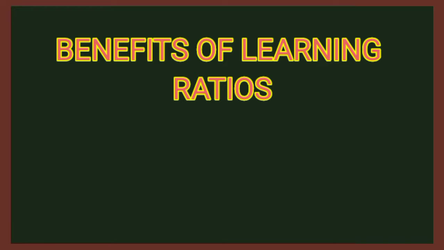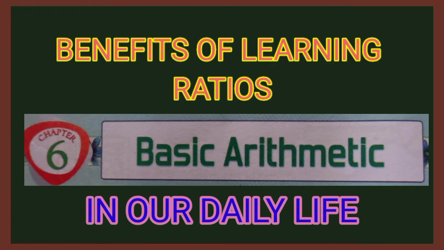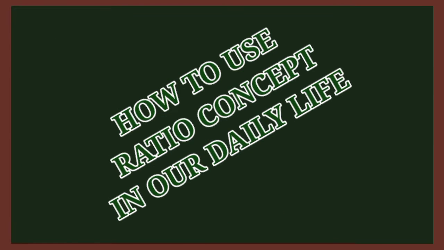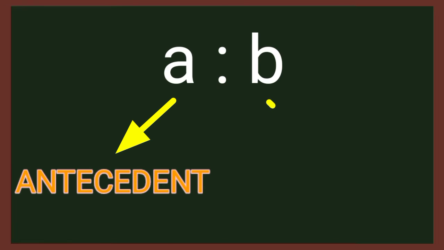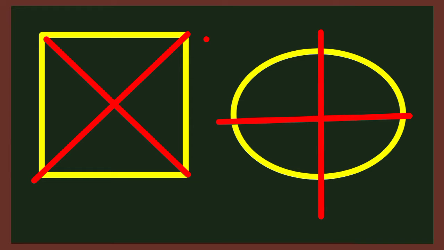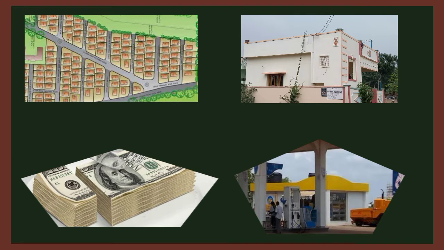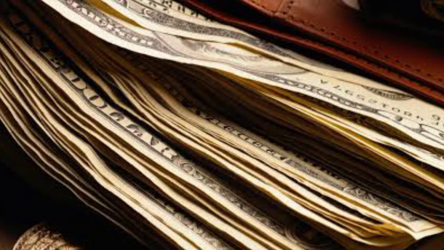Dear children, today we are going to learn the benefits of learning ratios in basic arithmetic. How to use the ratio concept in our daily life. We can use this ratio concept to divide a given closed figure in the required ratio. We can share money between two people in the given ratio. We can share properties among the family members. We can calculate monthly income, yearly income.